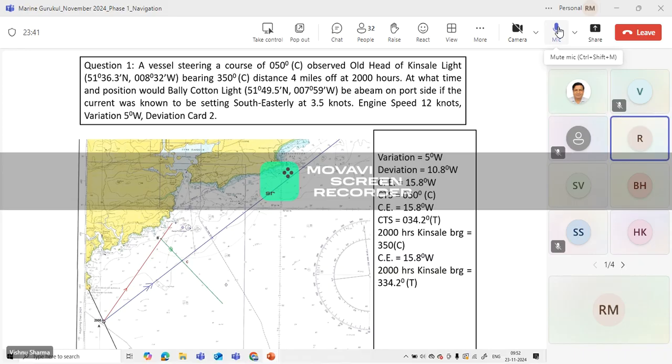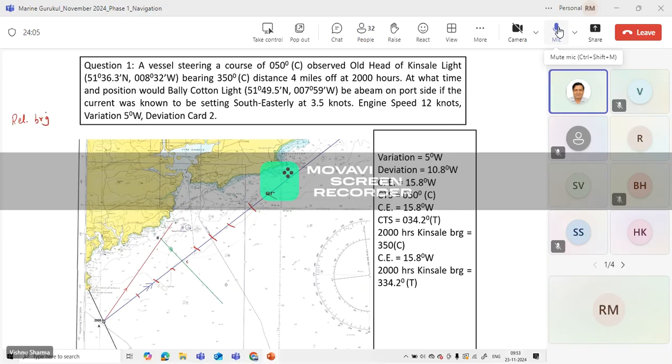Very good. He's saying find the position when Belle Cotton light will be abeam. So whenever it is abeam, wherever it is abeam, do you agree the ship will be somewhere on this line? Whenever Belle Cotton is abeam, it will be somewhere on this line. Yes or no? Yes, sir. Correct.